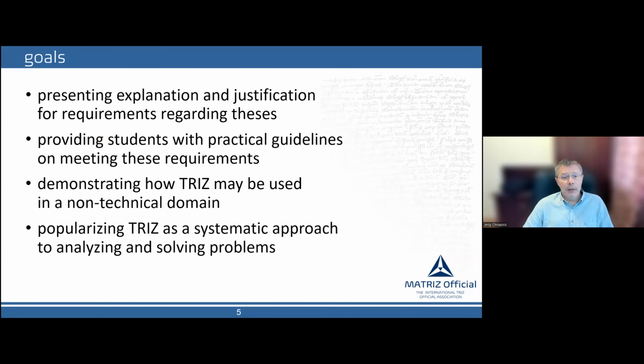Therefore, the original goal of this work is to clarify essential requirements regarding thesis so the students could understand why it is so important and provide some recommendations on meeting these requirements as well. Additionally, this seems to be an understandable, nice, I would say, example of a non-technical TRIZ application. And the outcomes, fortunately, may also support writing conference papers, journal papers, and other publications.